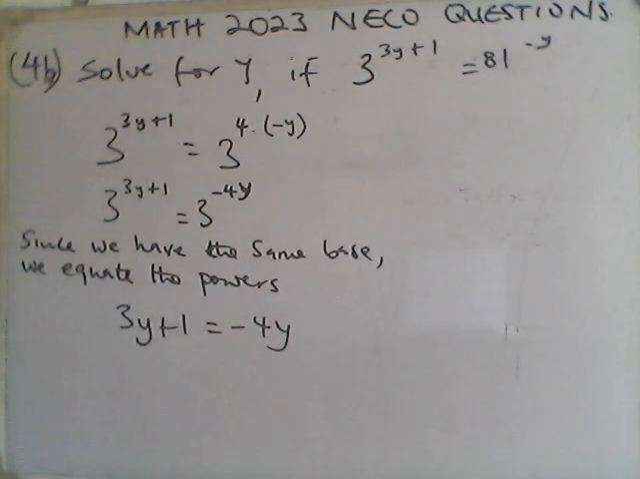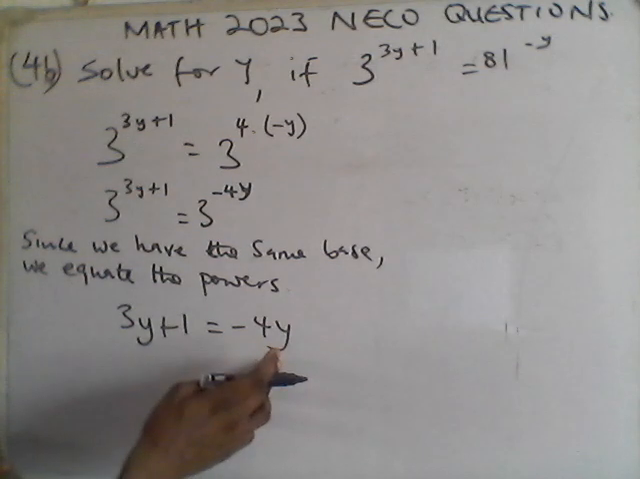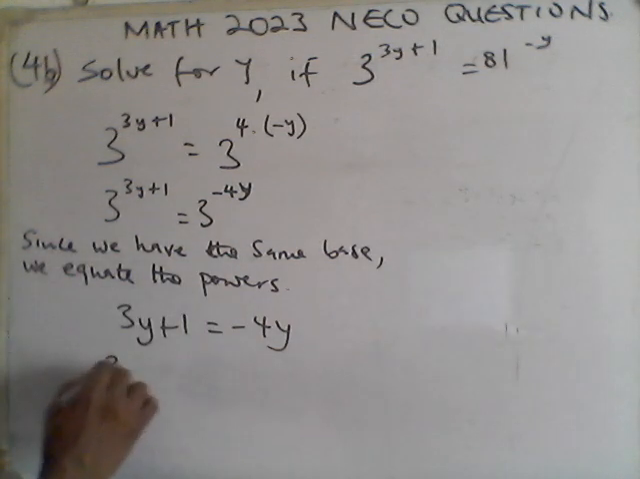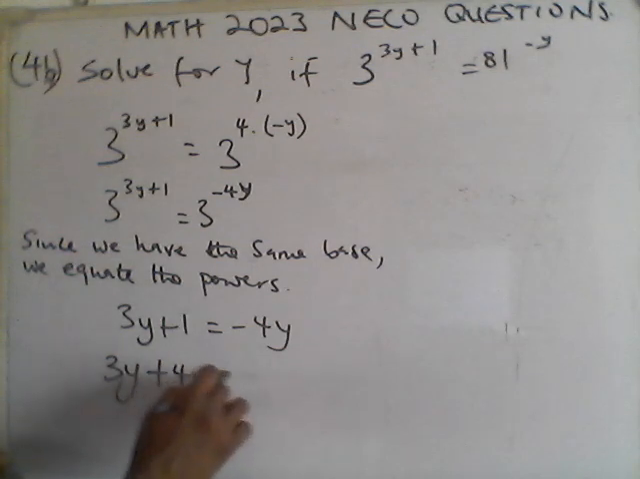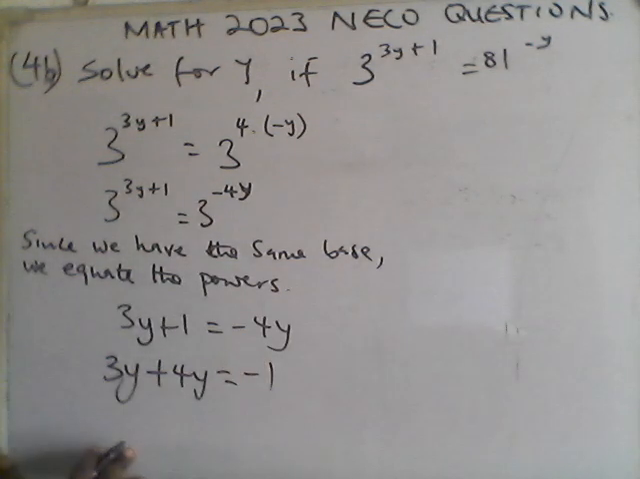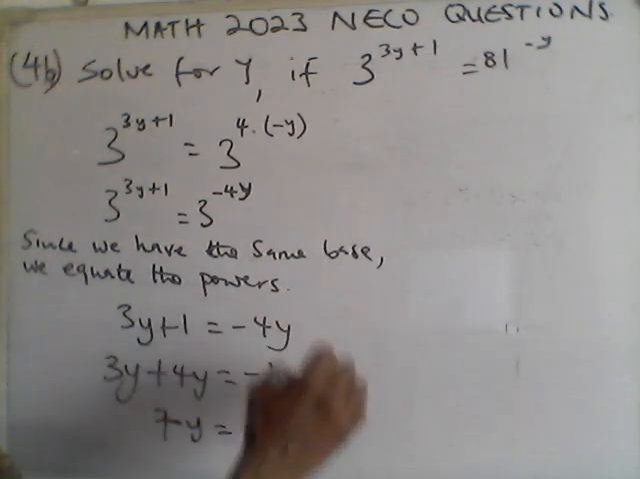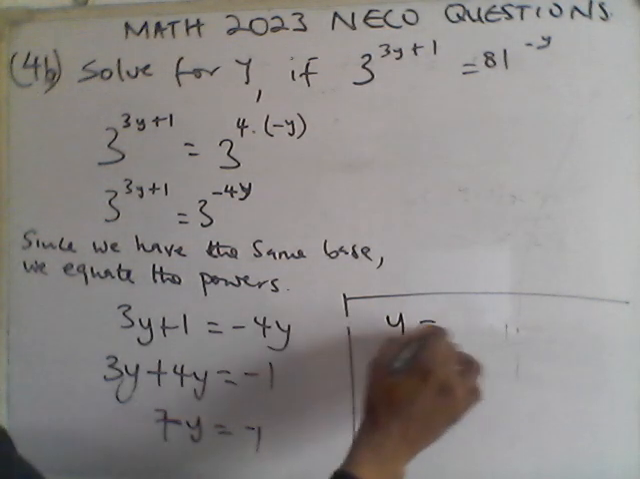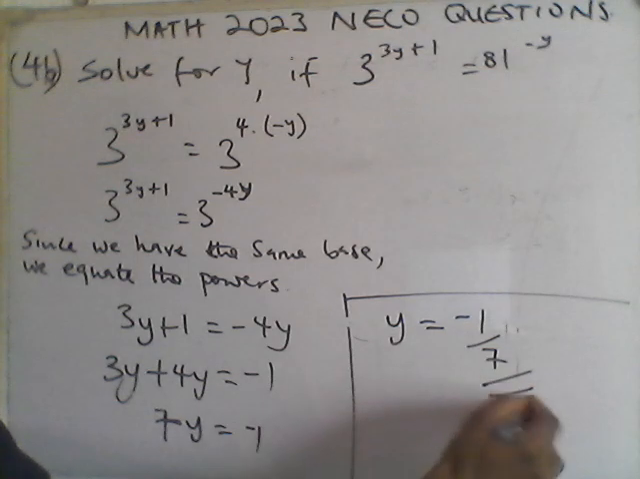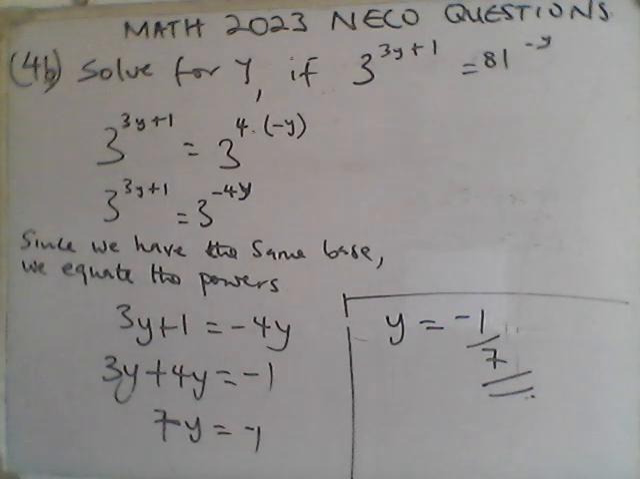So I can make y the subject of the formula. So I have 3y, when minus 4y crosses, it becomes plus 4y, is equal to, this 1 goes to that side, minus 1. So 3 plus 4 is 7y is equal to minus 1. So finally, I have y is equal to minus 1 over 7. That's the answer. So I hope this video has been informative for you today. I'd like to thank you for viewing.